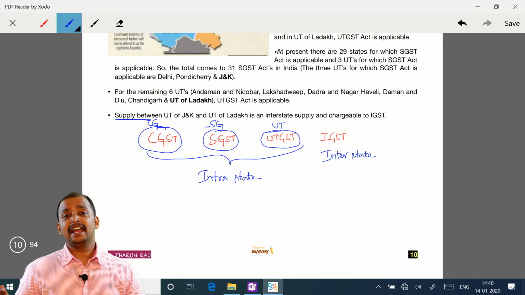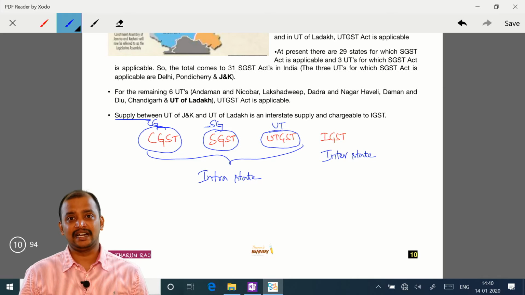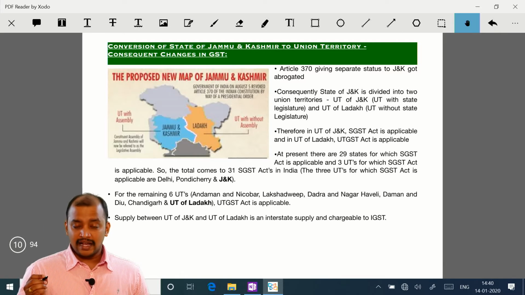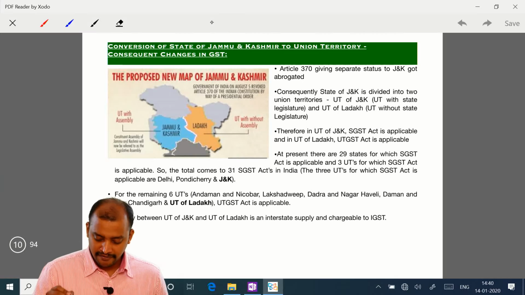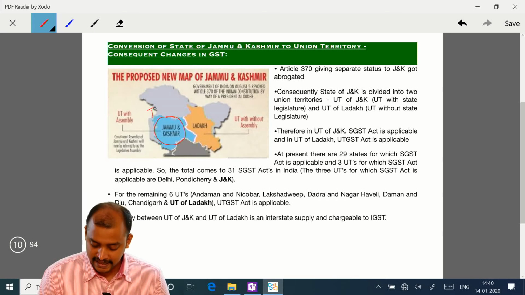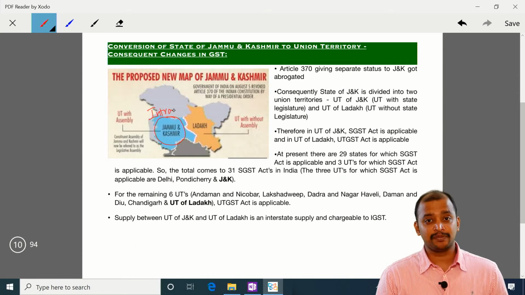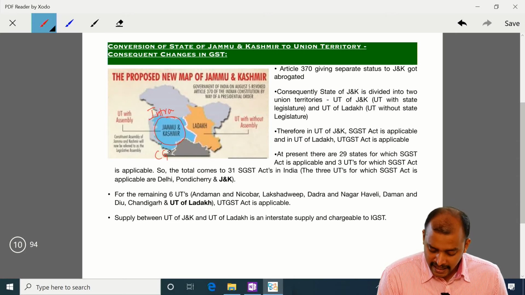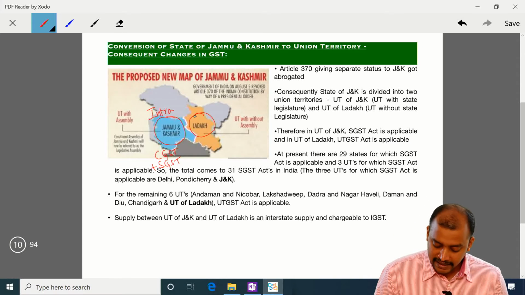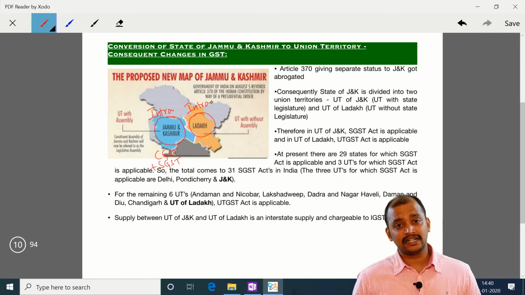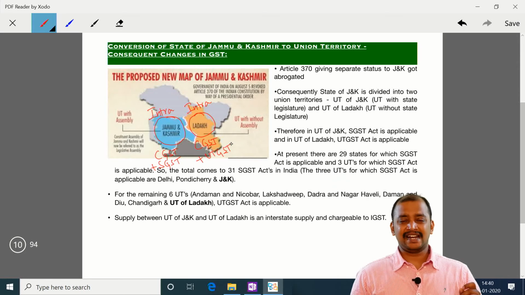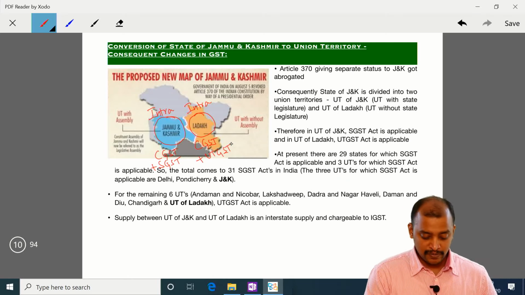Whereas if a supply takes place within the Union Territory of Ladakh, what will be the GST applicable? In that case, we have CGST plus UTGST. So whenever an intrastate supply takes place within Jammu and Kashmir, what is the tax applicable? CGST plus SGST. Whenever an intrastate supply takes place in Ladakh, what will be the GST applicable? CGST plus UTGST.